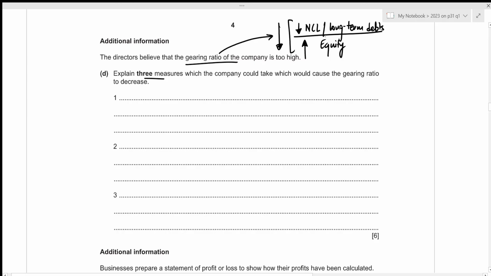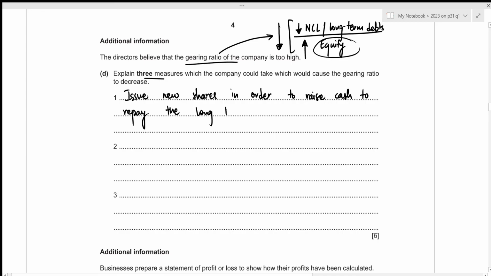The very first measure would be to increase equity by issuing new shares in order to raise enough cash so that we can repay our long-term loans or the debentures. Let's write it down. Issue new shares in order to raise cash to repay the long-term loans.